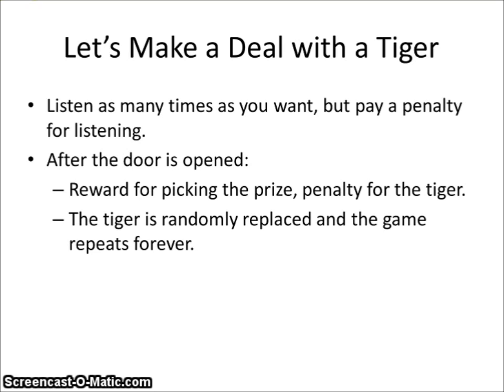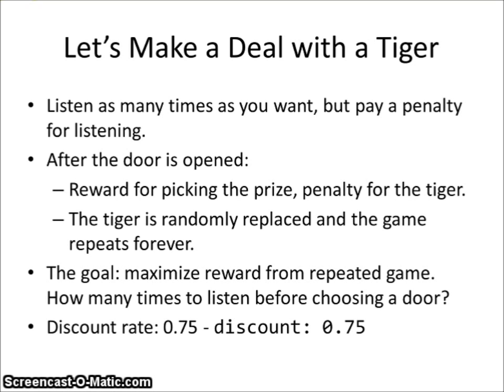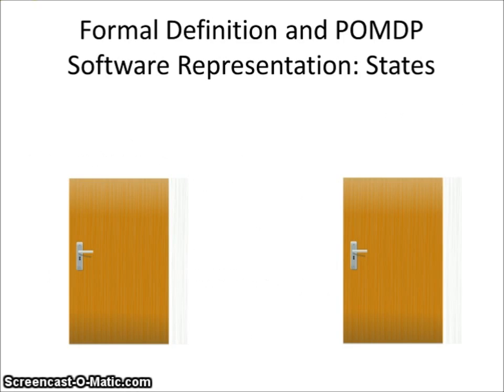So for technical reasons, we're going to need a discount rate. So the first thing we're going to do in the software is start with the line discount: 0.75. Anything less than 1 is going to work. As I describe the formal definition of the problem, I'll show you how to specify it in the POMDP solve software. This is the first line here, discount 0.75, and those descriptions are in that console font there.